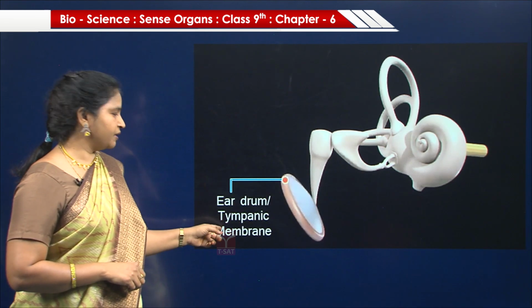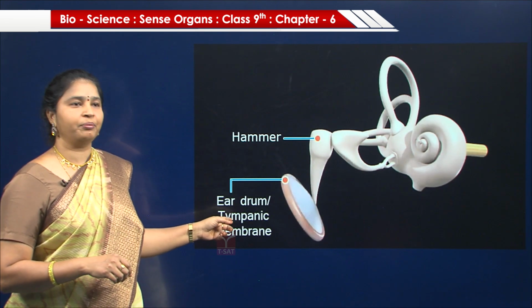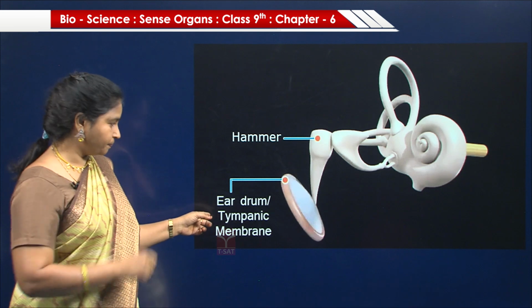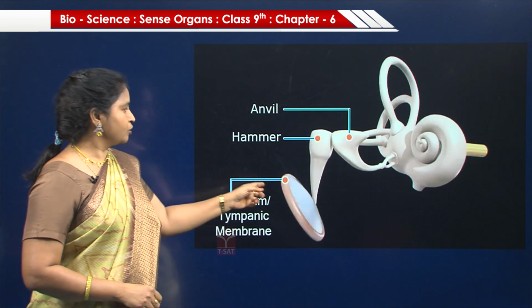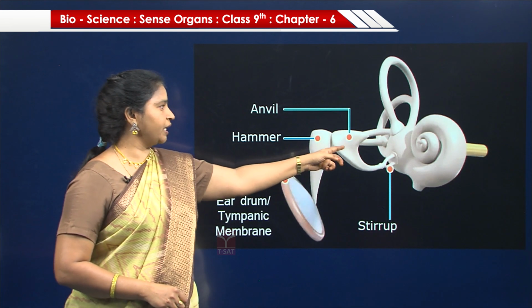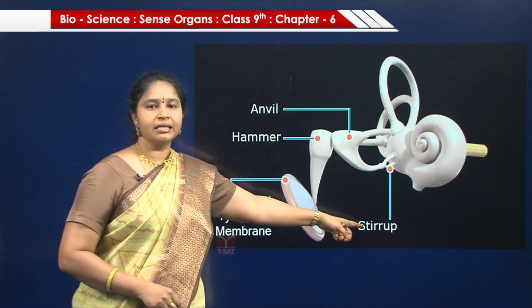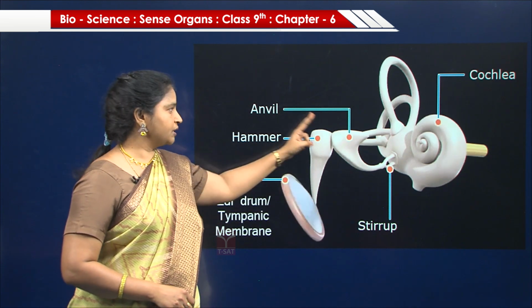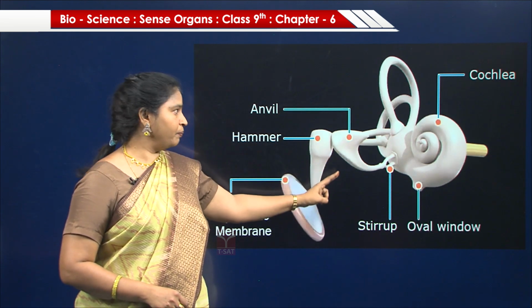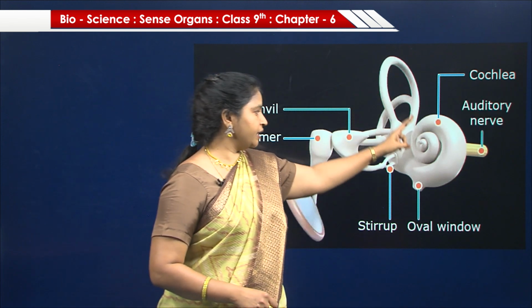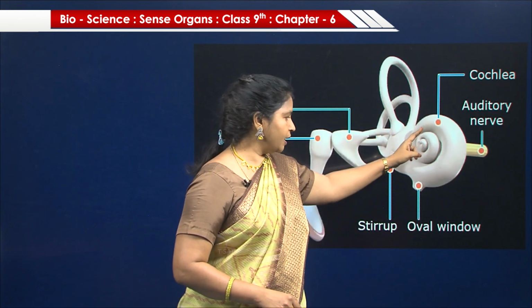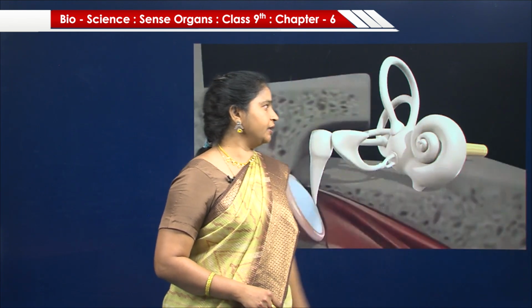Yes, the eardrum or tympanum, we commonly call it karnaberry. The tympanum is connected with 3 bones: hammer, anvil and stirrup. These 3 are important bones present in the middle ear. The inner ear has the cochlea, oval window and auditory nerve.